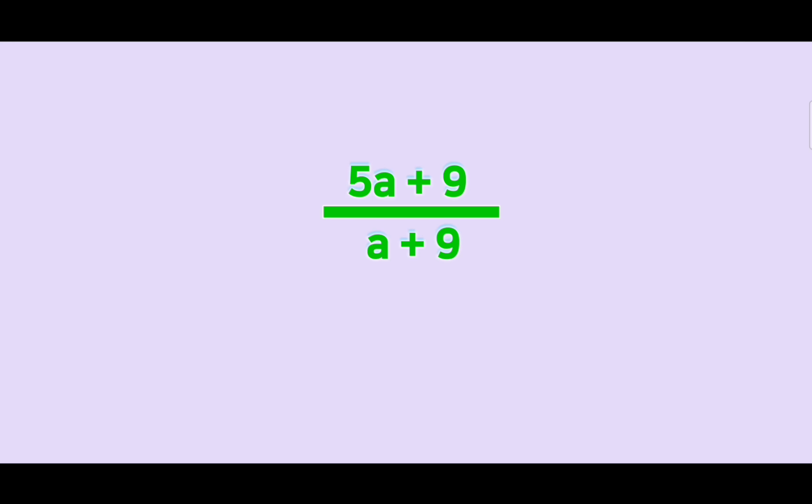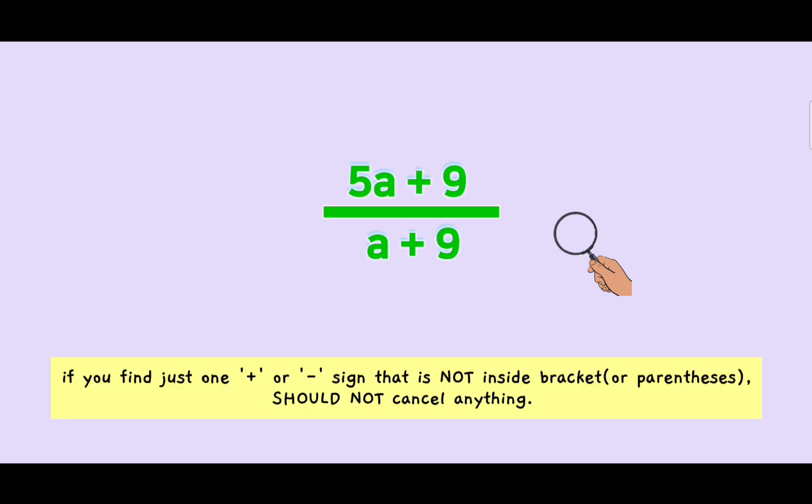If you get a problem like this and want to cancel the 9s, first check if that's correct. You just need to do a quick scan. You're gonna look in both the numerator and the denominator. If you find just one addition or subtraction sign that is not inside a bracket or parenthesis, you should not cancel anything. This is not a perfect method, but it will work for a lot of problems.